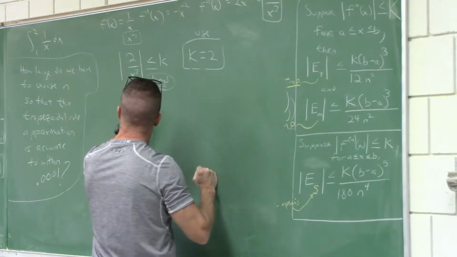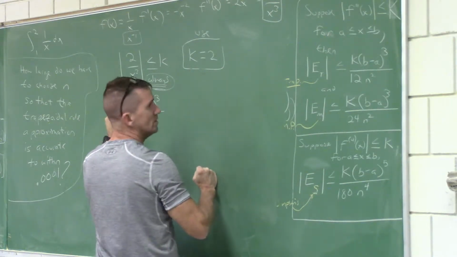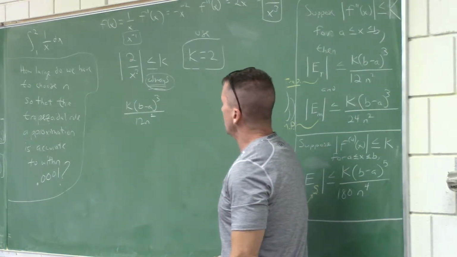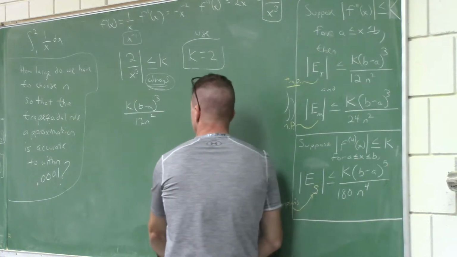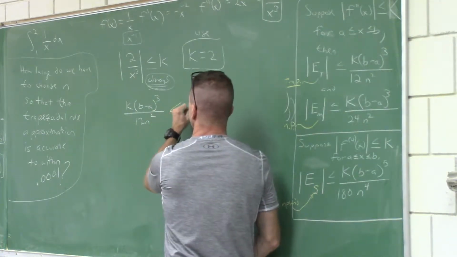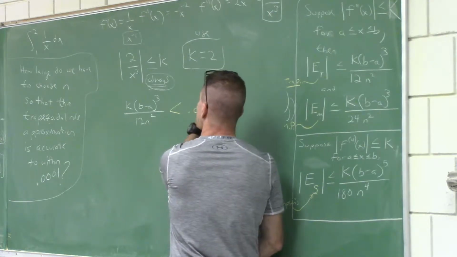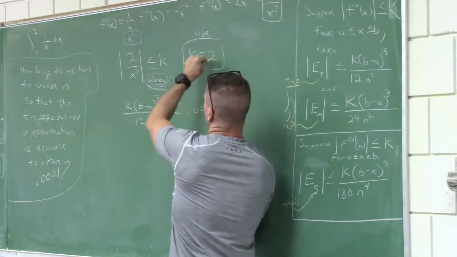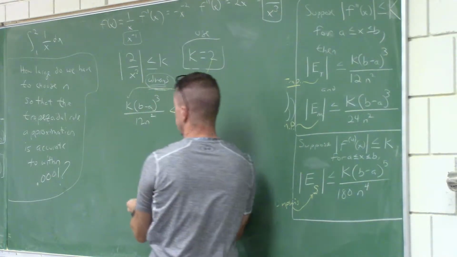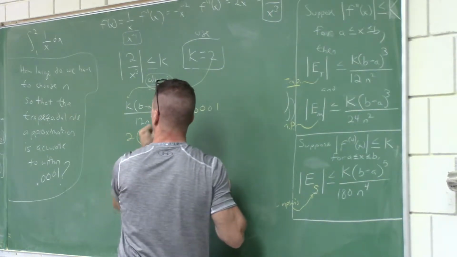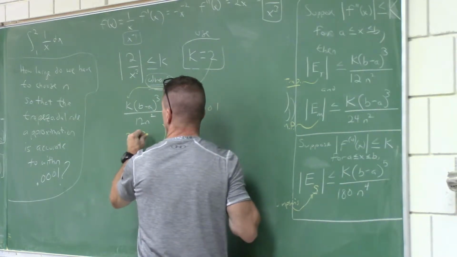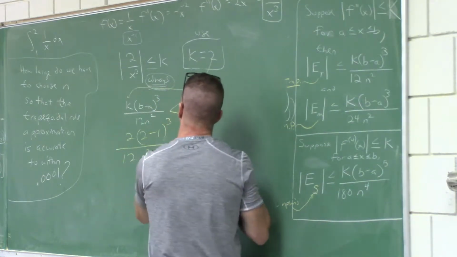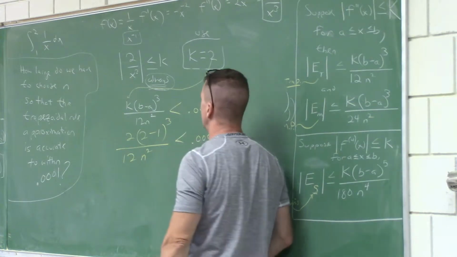k times b minus a cubed over 12n squared. And we want to know when it's always less than how much? 0.0001. This is all we're going to do, everyone. This is not going to be hard to solve. What's the k value we're using? 2. Let's start plugging in the numbers. 2. What was b minus a? 2 minus 1 cubed. 12 n squared less than 0.0001. We're just going to solve this.